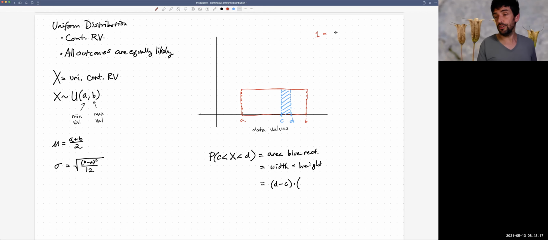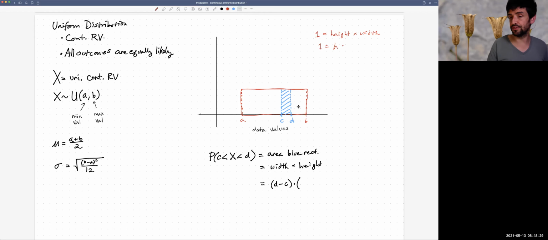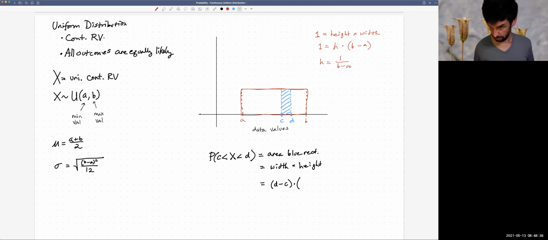This rectangle also has to have, we know the area is the height times the width. I'm just going to put H for height. The width, in the same way we had D minus C for the small rectangle, this big width is going to be B minus A, and we can solve this for H to get 1 over B minus A.